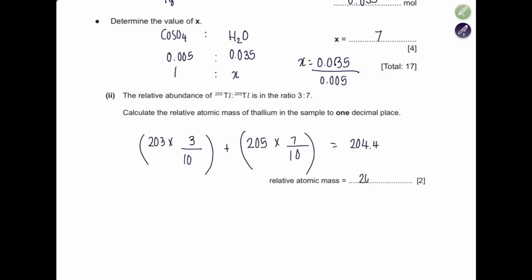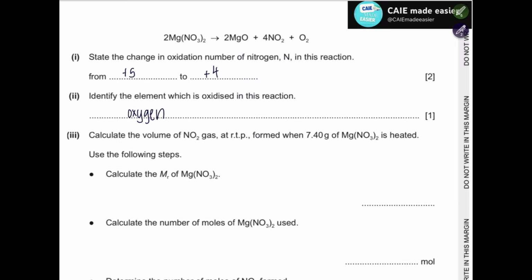Make sure it's 1 decimal place. Okay, next question, and this is probably decomposition of magnesium nitrate, gives us magnesium oxide and nitrogen dioxide and oxygen. So this is not mole, we'll start from here. Calculate the volume of NO2 at RTP formed when 7.4 gram of magnesium nitrate is heated.